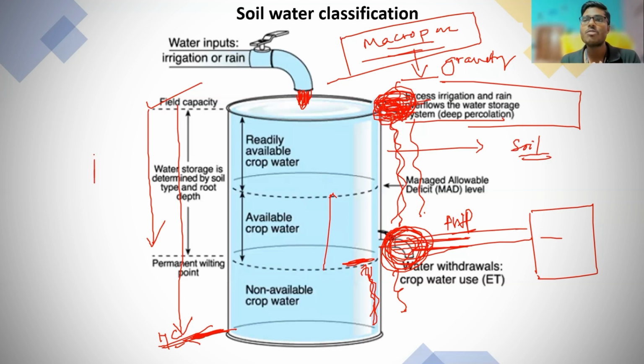So what is the soil water classification? Soil water can be classified in two ways. One is biological classification, another one is physical classification. First we'll see physical classification. Based on physical classification, soil water can be gravitational water, the second one is capillary water, and the third one is hygroscopic water.